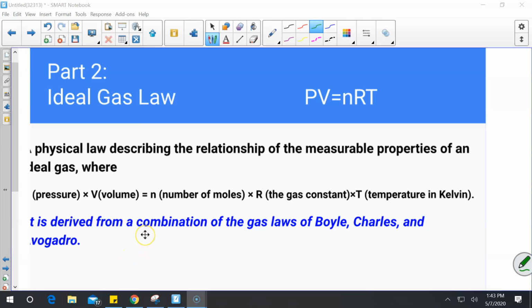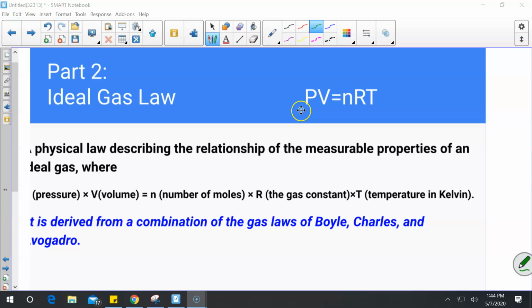Part 2 of this review has to do with what we call the ideal gas law, which relates the pressure, the volume, the number of moles, and the temperature of a gas. This R is a constant, okay? And the reason why it's the letter R is because it's the gas constant. That's what R stands for, which I have labeled right here.